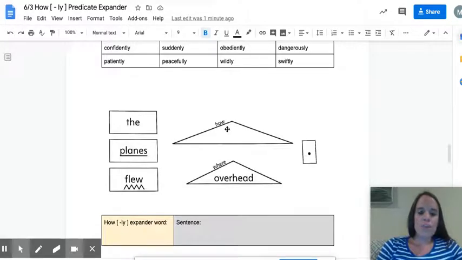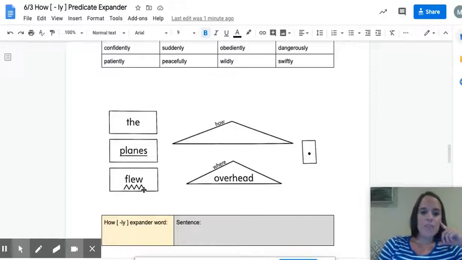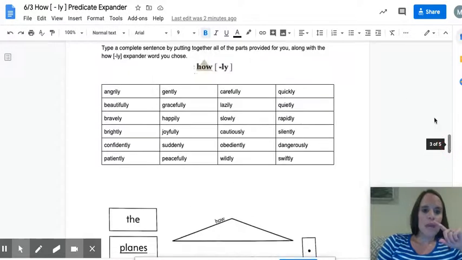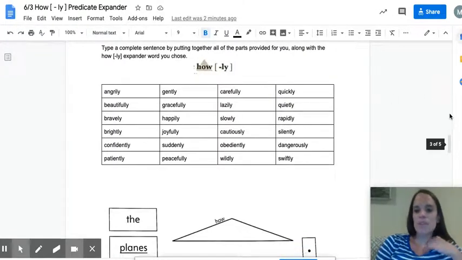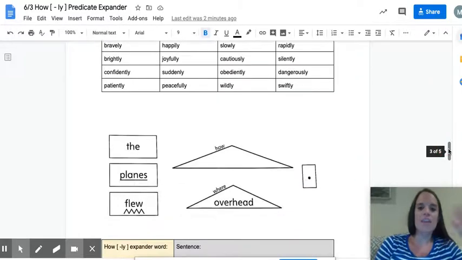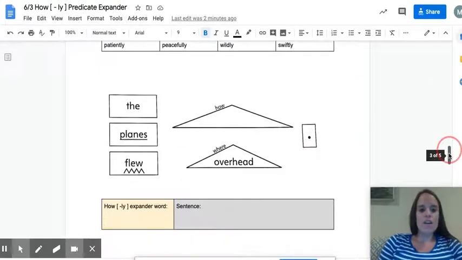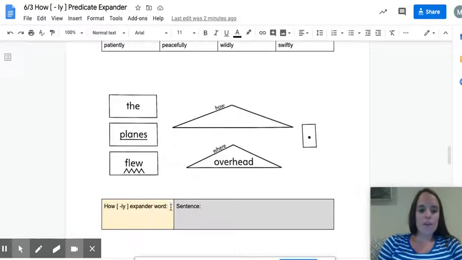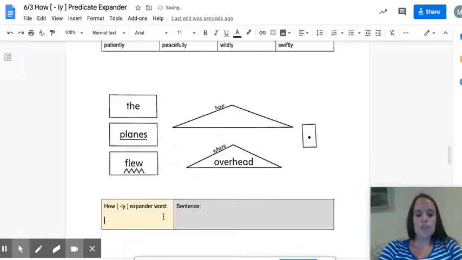So your job is to pick a how ly word, and you're going to use it to build a complete sentence. So here I have the planes flew blank overhead. So how would a plane fly in the air up high? I'm going to look at my word bank. I'm going to say rapidly. Rapidly. That means really fast. When I see a plane in the sky, I think, wow, that is moving so fast. So the how ly expander word that I'm going to choose for this sentence is rapidly.